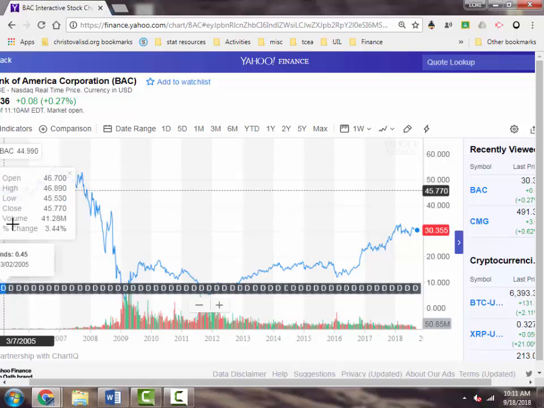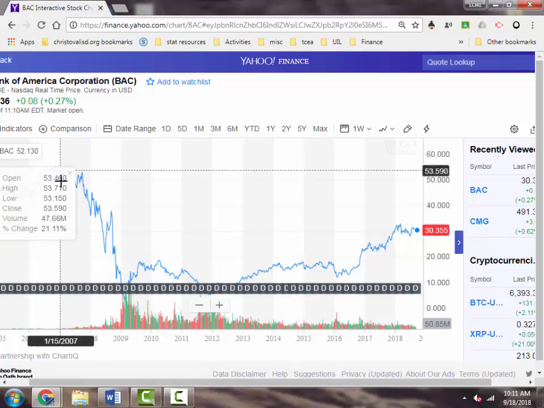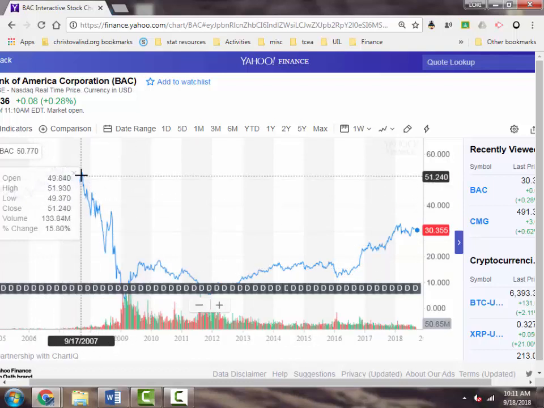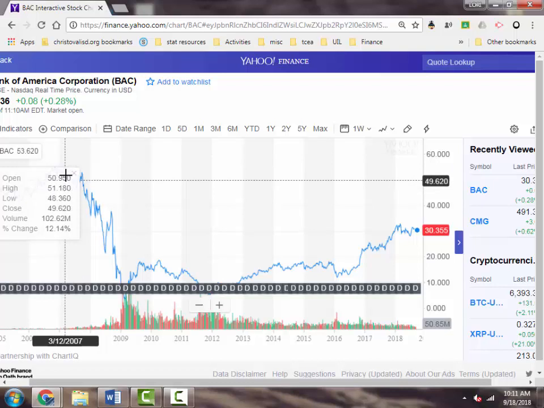So it looks like it was doing really good. And then something bad happened right about here. Do you know what bad happened right about here? That's when it looks like it went shoop. Does anybody know what happened in 2007? The market crash.